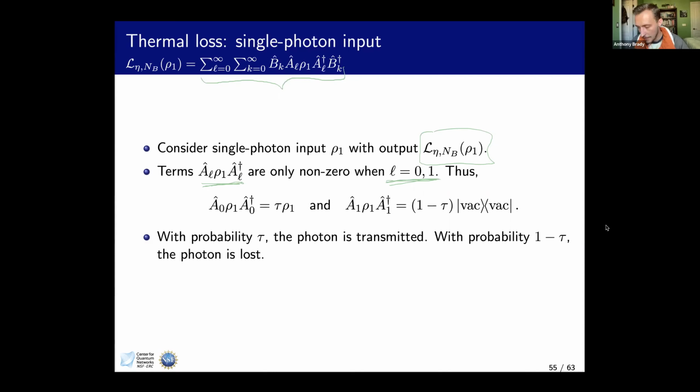And what we have there is that the first term acts like this. So either the photon actually gets transmitted with some probability tau, or the photon gets lost with some probability 1 minus tau, and you just get the vacuum. Okay, so next slide, please.